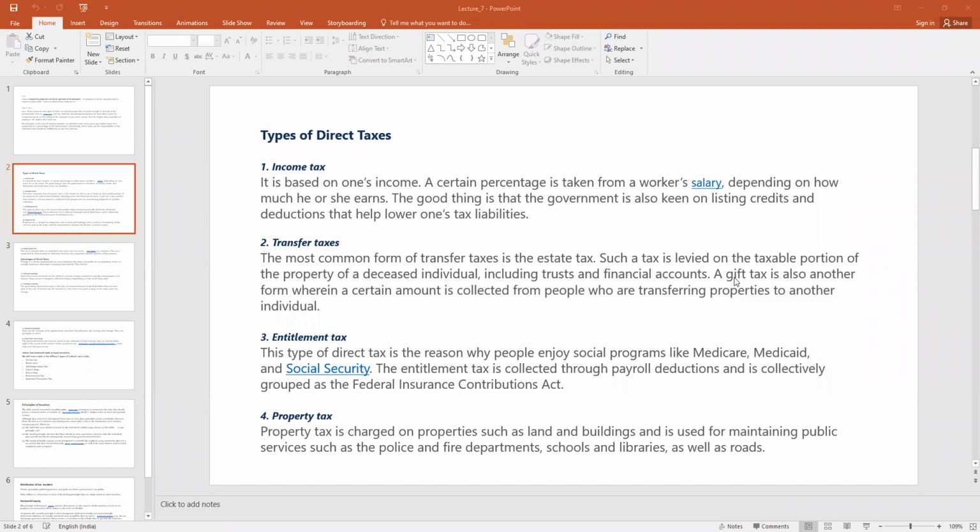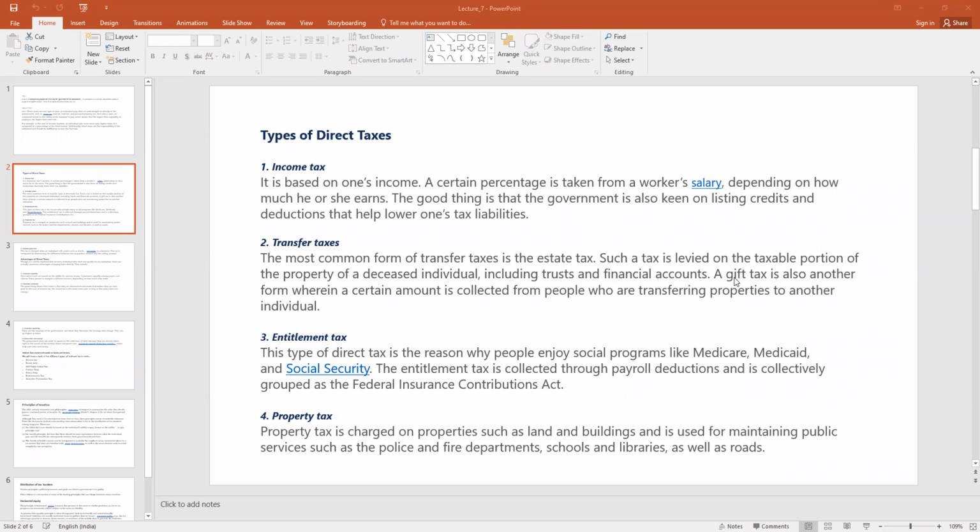Then the third one is entitlement tax. This type of entitlement tax is a kind of direct tax, collected directly from the taxpayers by the government. Why? Because people enjoy social programs like Medicare, Medicaid, and Social Security. The laborers get medical care facilities, Medicaid facilities, and Social Security benefits like ESI, PF, and so on.